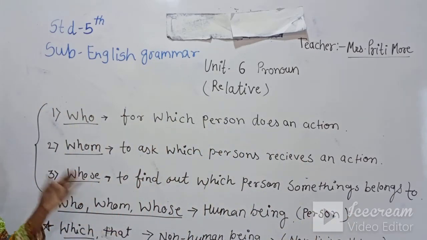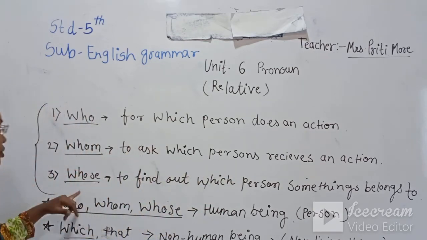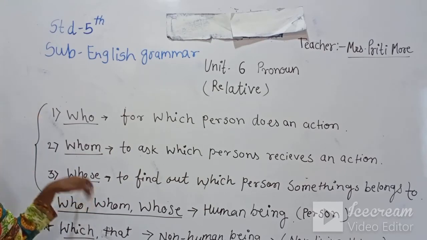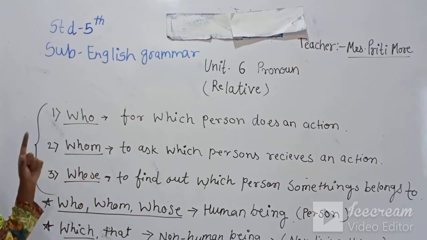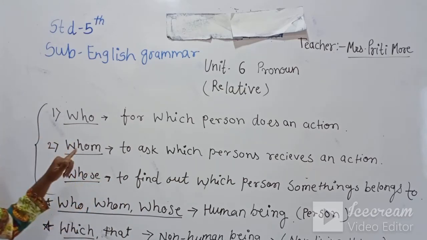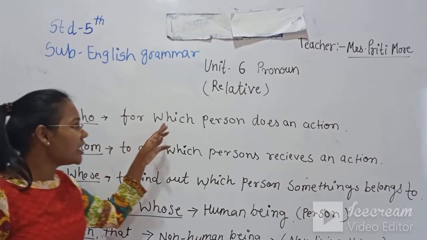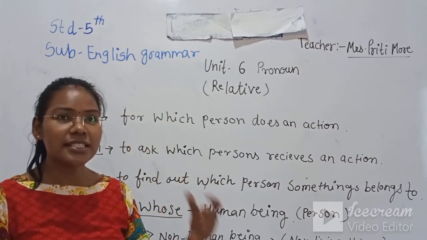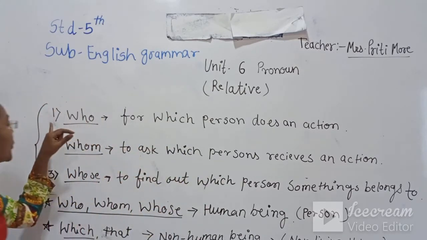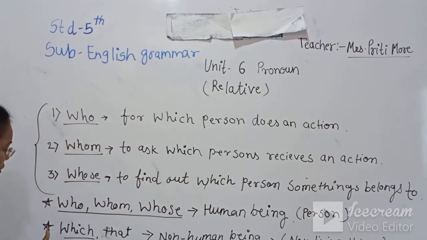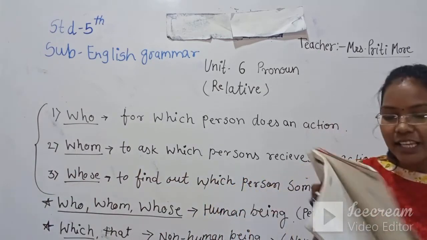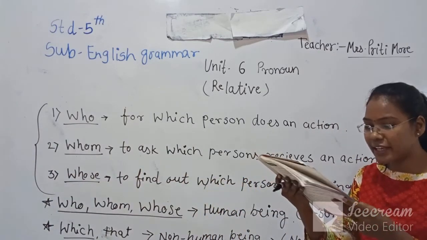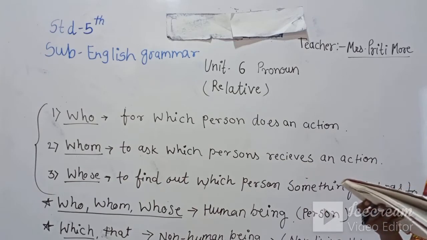But if we have to show authority, if something belongs to someone, that time we use whose. And if the receiver is there, some action is being received by someone, in the place of that person we use whom. And if someone is doing the action in the sentence, the doer, in the place of the doer we use who. You also note down all this in your notebook. We'll see the exercise, a focus exercise is there, so we'll solve that also.